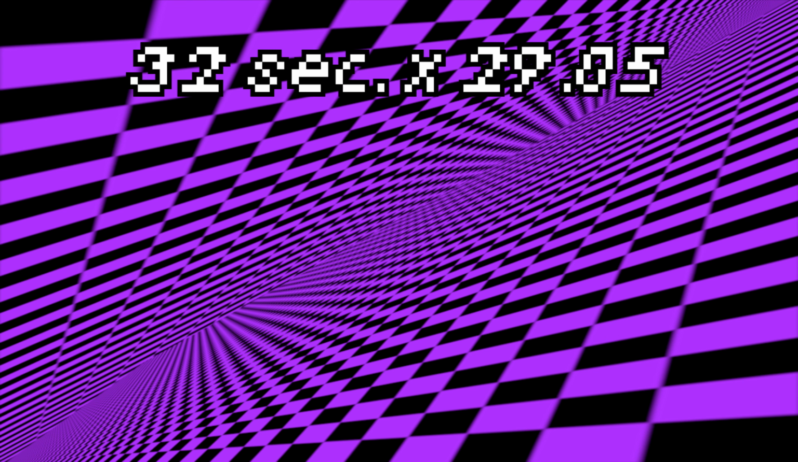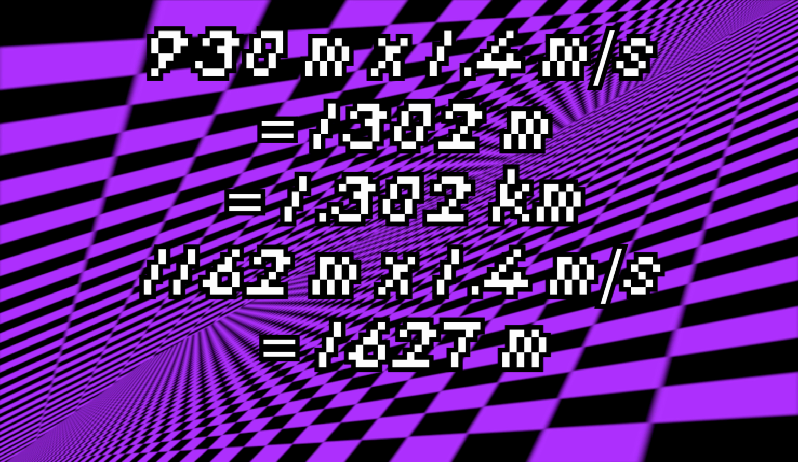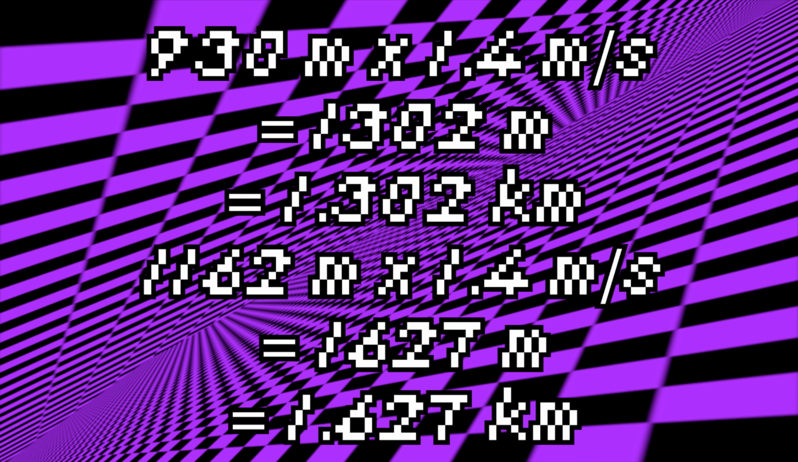So 32 seconds in-game would take about 930 seconds, or 15 minutes and 30 seconds. 40 seconds would actually be 1,162 seconds, or 19 minutes and 22 seconds. Then we times each by 1.4 to determine our distances. 1,302 meters and 1,627 meters, respectively. Translate that to kilometers by just shimmying the decimal, and we've got 1.302 kilometers and 1.627 kilometers.